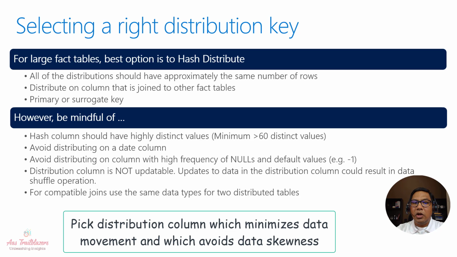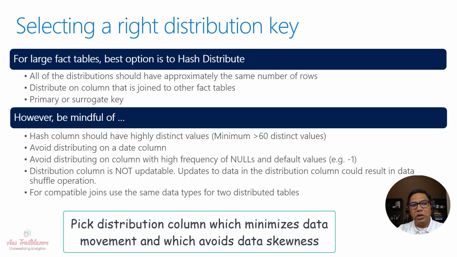Avoid distributing on a column with a high frequency of null values or default values like -1, which we use where we have a missing dimension record. This is because all the null values, all the values with -1, land in the same distribution. So think of a scenario where you have a table with, say, 90% null values or 90% -1.